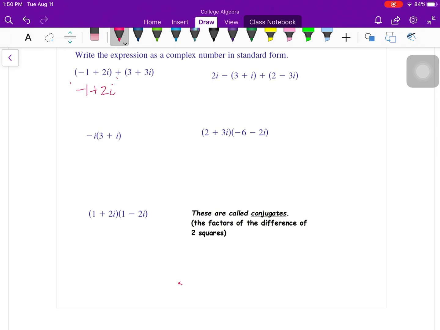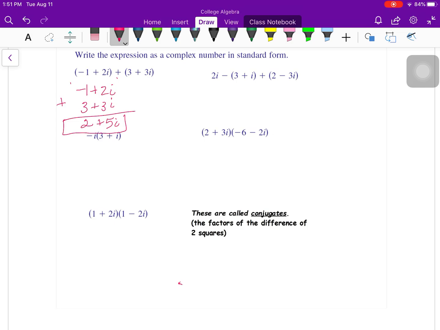So my first number is negative 1 plus 2i. Then I'm adding 3 plus 3i. And negative 1 plus 3 is 2. 2i plus 3i is positive 5i. And there I have my sum of those two complex numbers.